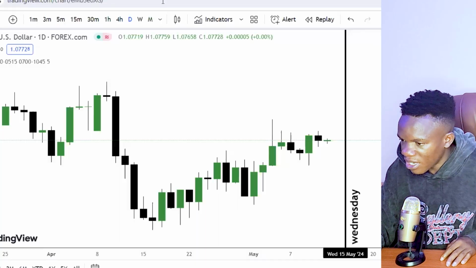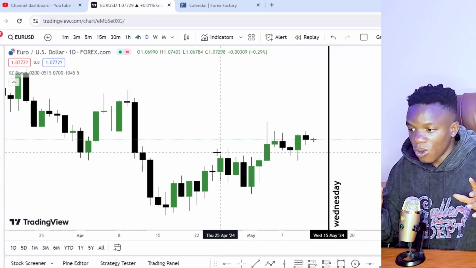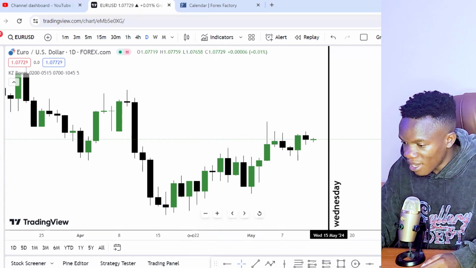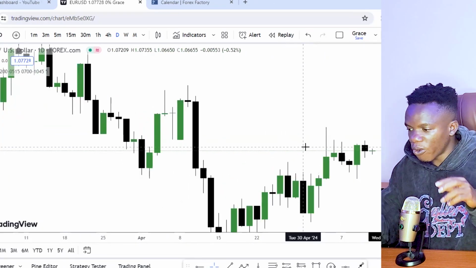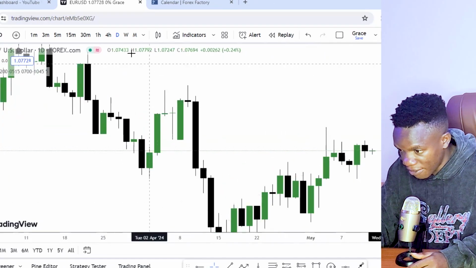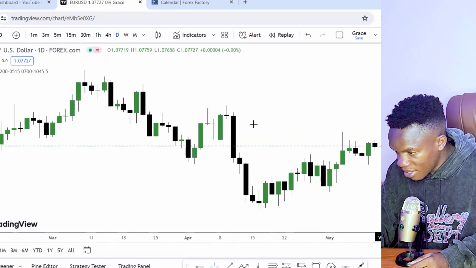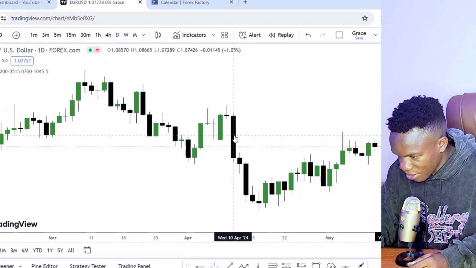Now, let's go back to the chart on EUR/USD. This can also be done on any pair. It can be GBP/USD, whatever you want to do. Now, let's go back to April 10. Let's look for April 10 on the chart. I'm on the daily time frame right here. So right here on the daily time frame, this is April 10, last month's price action.